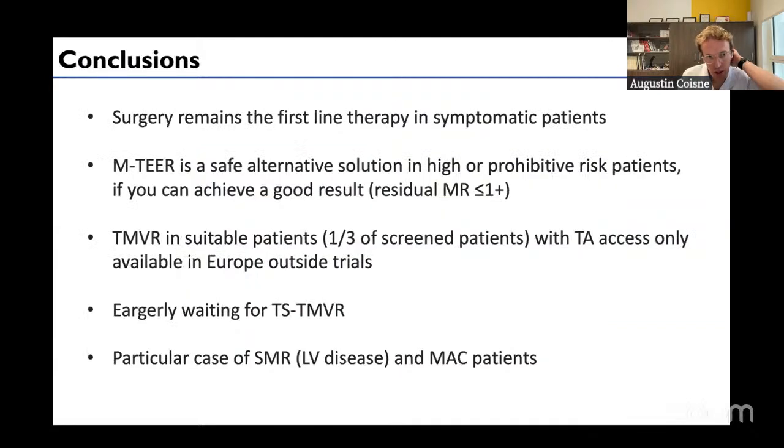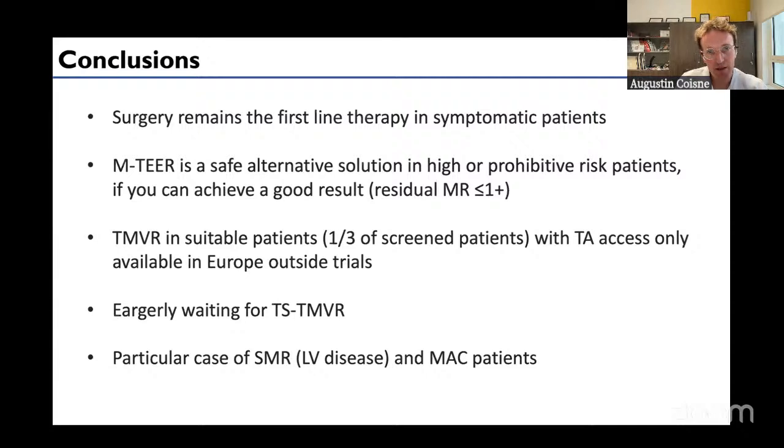So in conclusion, I do believe, of course, that for patients with severe MR and symptoms, surgery remains the first-line therapy. But as I mentioned, only a small proportion of patients are treated so far. So we need to find an alternative solution. M-TEER is a safe alternative solution in high or prohibitive risk patients. But if we can achieve a very good result, and I do believe that in 2025, a good result is a residual MR less than or equal to 1+, we can propose TMVR in suitable patients.